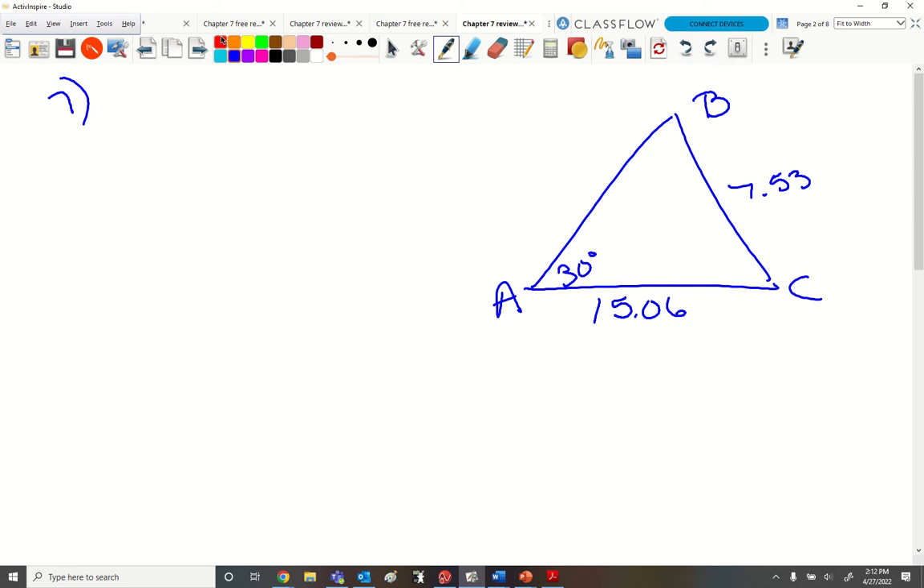Now, let's go ahead here. What is it asking for? Missing parts. So I have to solve everything. I have a pair, so that means I could use law of sines. But in this case, I'm going to be solving for the angle, so I have to look closely at what's given to me. In the order that they're touching, this is an angle, this is a side, and this is a side. So what do I have to worry about?